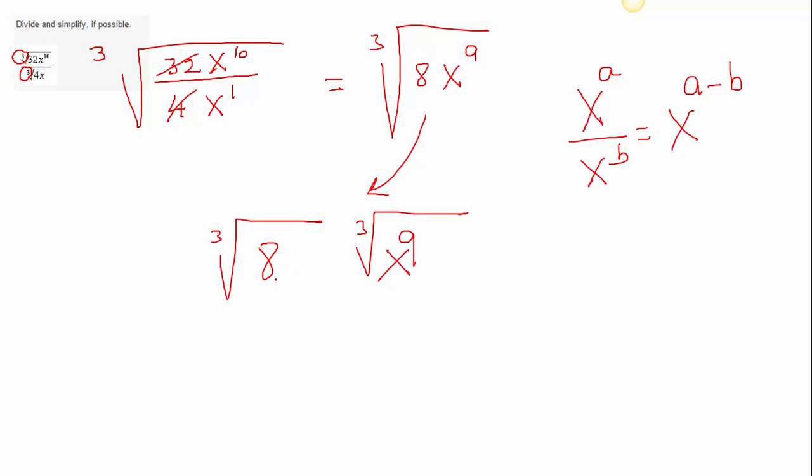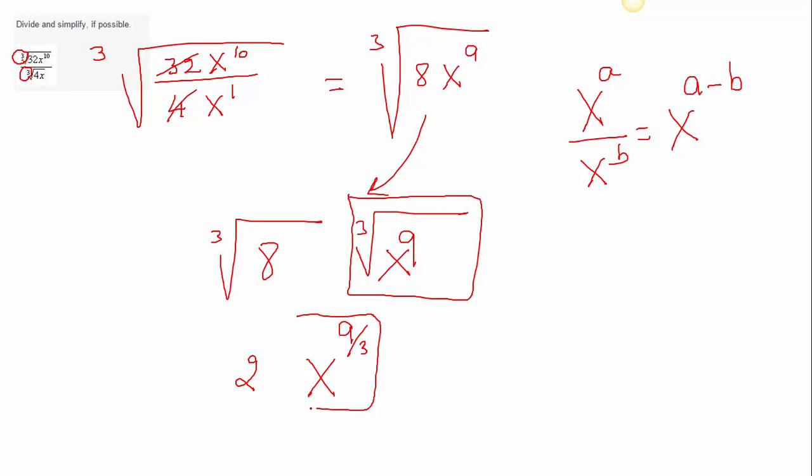Now 8 is, what's the number you multiply by itself 3 times to give you 8? 2 times 2 times 2. So that's 2. This one, I can change it to a rational exponent by going x to the power 9 divided by 3. So this is radical notation and this is rational exponent. It's very important to know how to change from one notation to the other, because what is 9 divided by 3? It's 3. So we're done. This would be the final answer, 2x cubed.